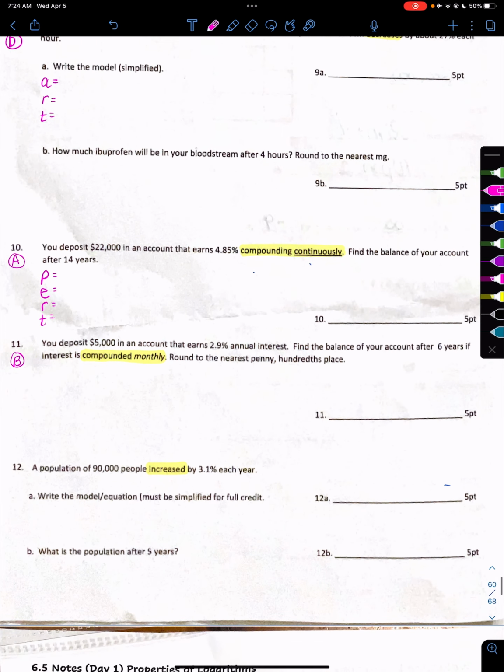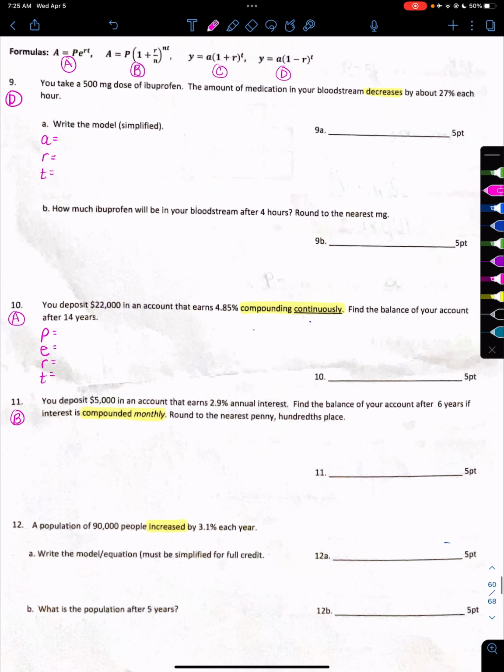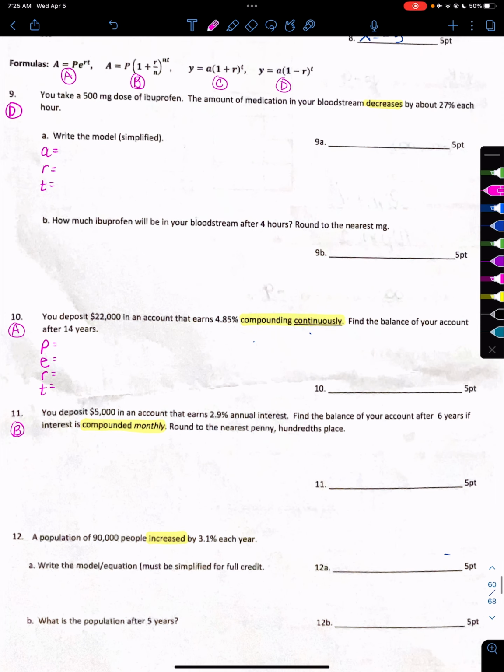And then for question number 12, a population of 90,000 people increased by 3.1% each year. So if it's increasing, it would have to be equation A, B, or C, because they're all the ones that are showing some type of increase.